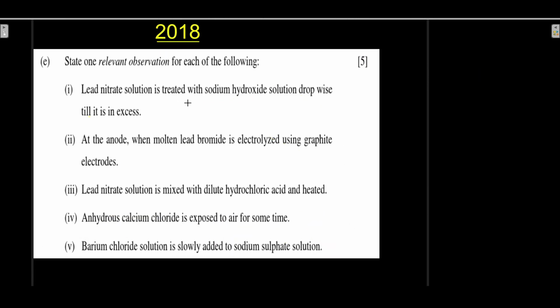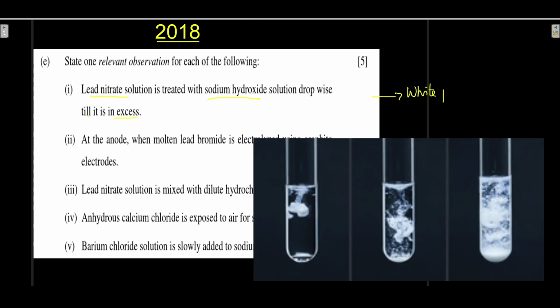Lead nitrate solution treated with sodium hydroxide solution dropwise till it is in excess. Be careful when it is in excess. Again, precipitation reaction. Initially it forms white precipitate, lead hydroxide, and in excess of NaOH, this white precipitate dissolves. In excess NaOH solution. That should be your observation.